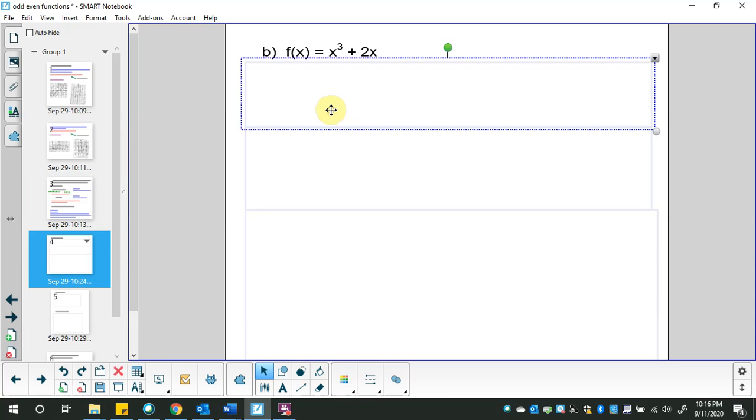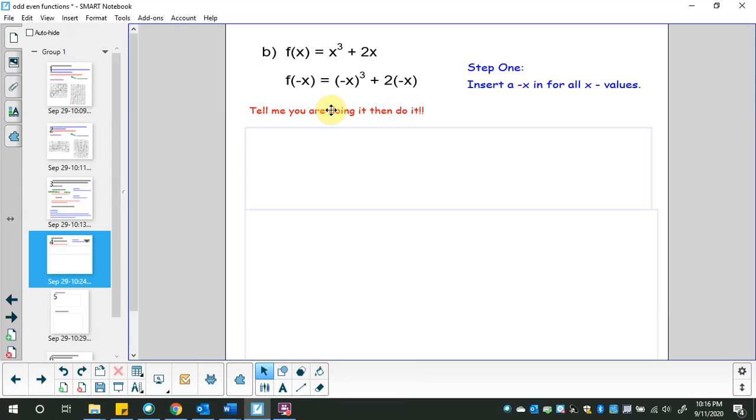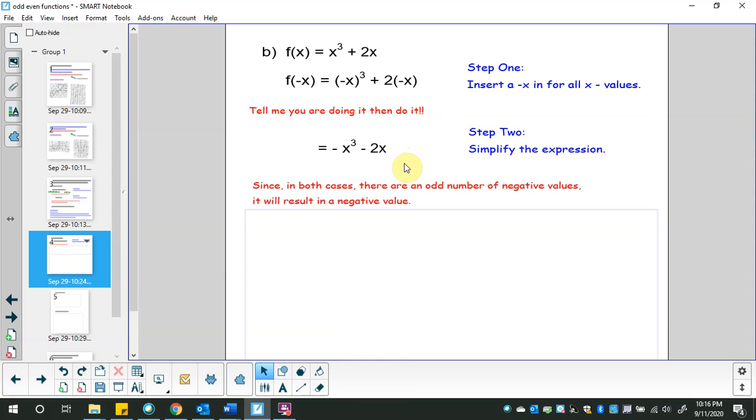So, step one, after you get the function, is you take every x and replace it with a negative x. Every single one of them. So we've got one here, and we've got one here. You tell me you're doing it, then you actually do it. Then you clean it up, so you simplify the expression. So I'm going to do my little scribblies here.